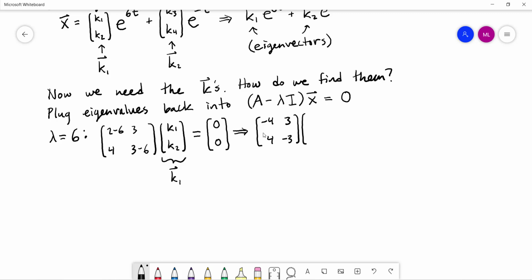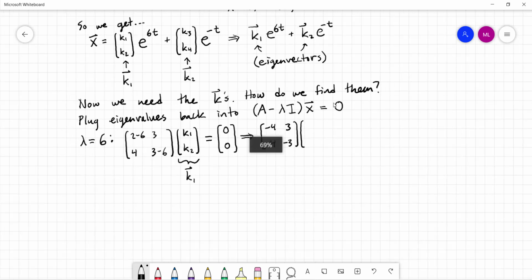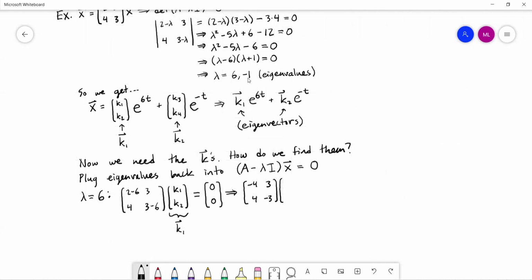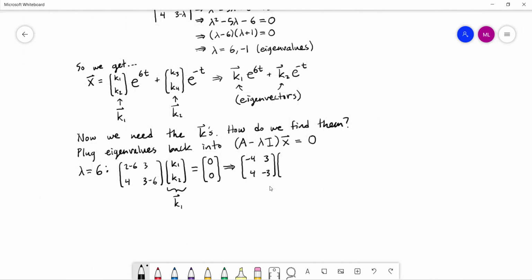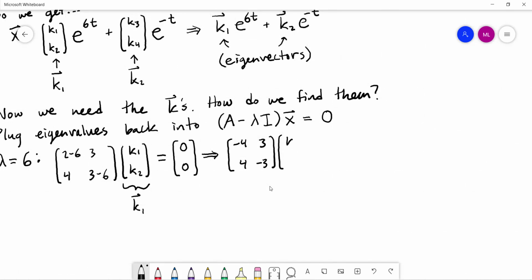So this should always happen. If you've found the correct eigenvalues, when you plug into this, you're necessarily going to get a singular matrix. And a singular matrix just means that this and this are proportional to one another. One is just a multiple of the other. That's always going to happen. And so, let me plug in my K1 and K2 here. And that's supposed to be equal to 0, 0.